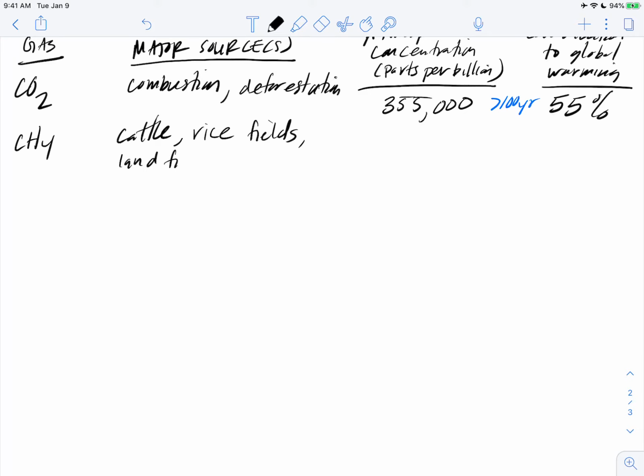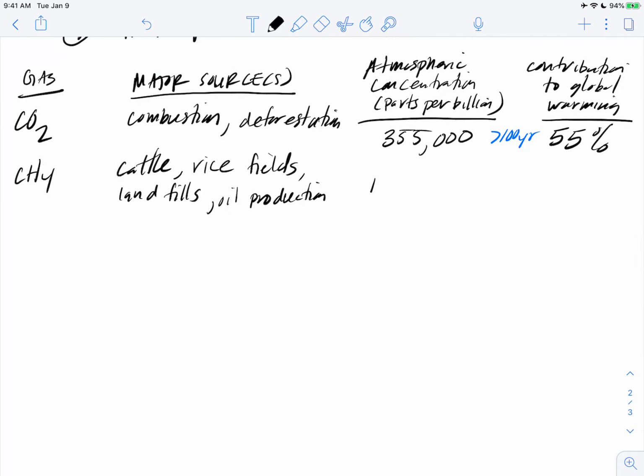Landfills in the same way, byproducts. And then oil production. We talked about these refinery gases that leak out during the process. So we see that as well. The concentration is much, much less, only 1,700. You can just see how much more CO2 there is than anything else.